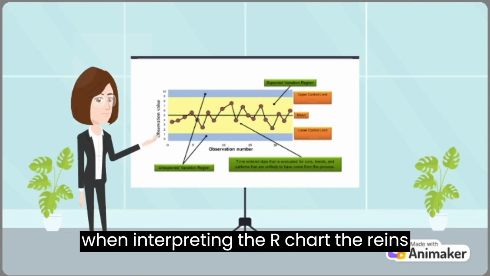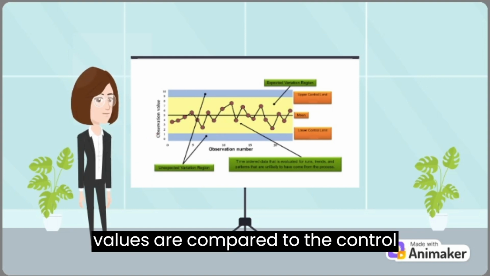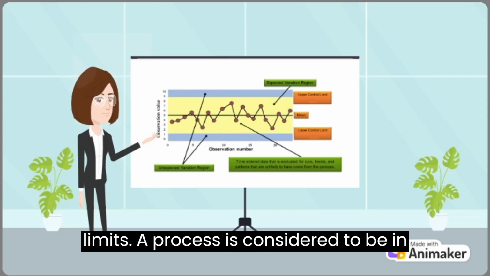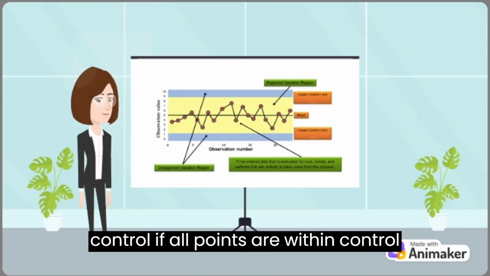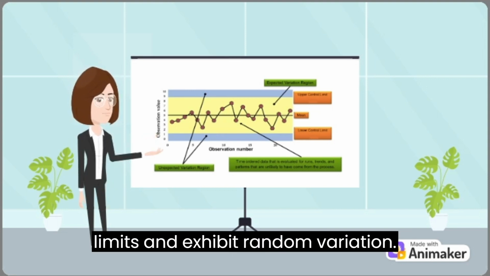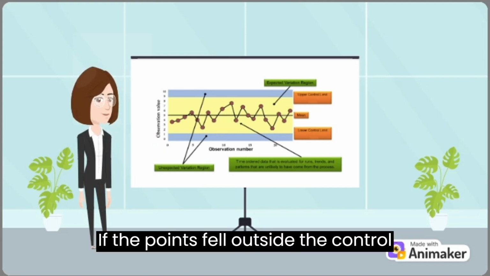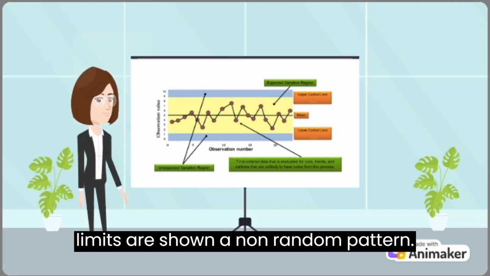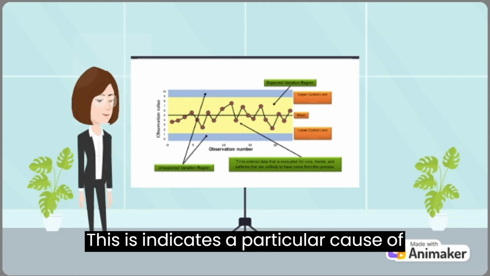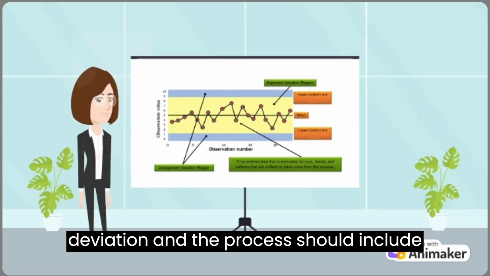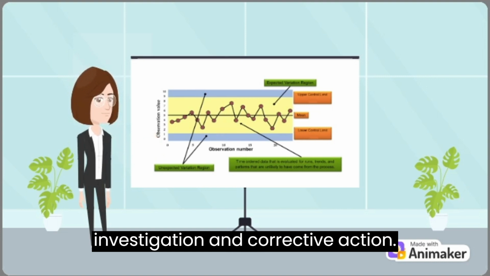When interpreting the R chart, the range values are compared to the control limits. A process is considered to be in control if all points are within control limits and exhibit random variation. If the points fall outside the control limits or show a non-random pattern, this indicates a particular cause of deviation, and the process should include investigation and corrective action.